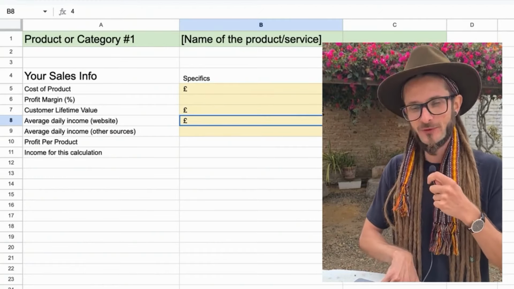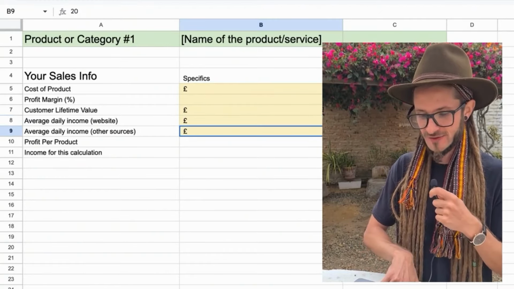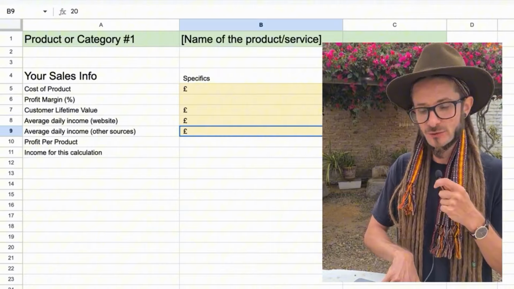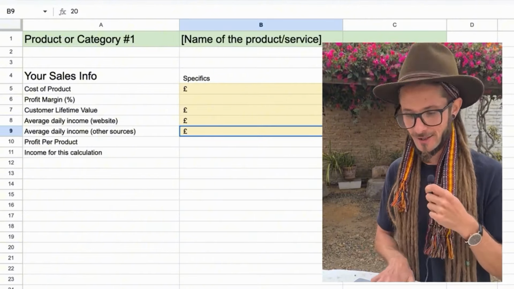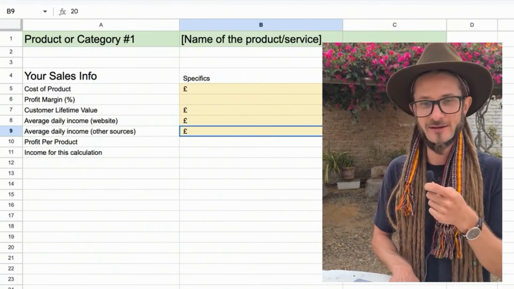I'll put some example figures for the website: £4 a day income. For other sources, I've put £20 a day for the income. This could be anything, whatever you're looking at, guys.